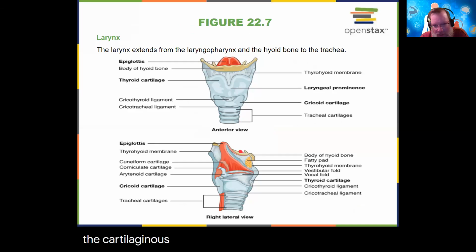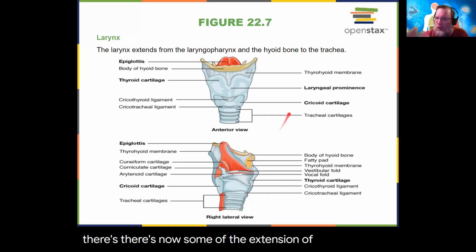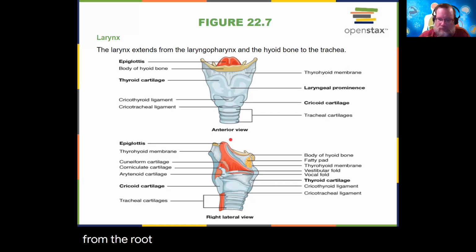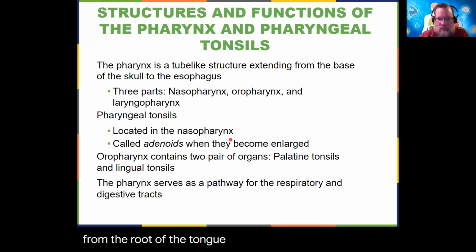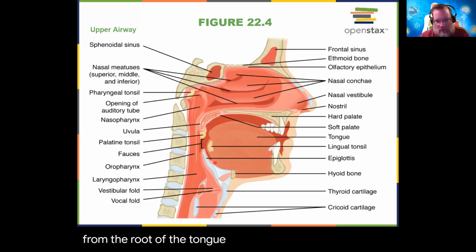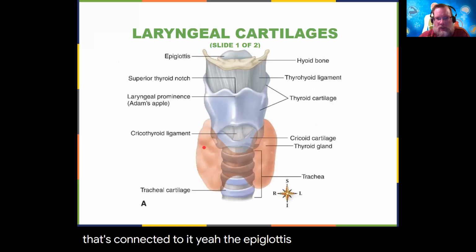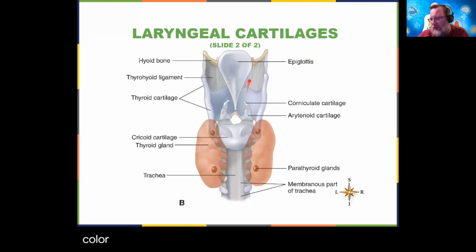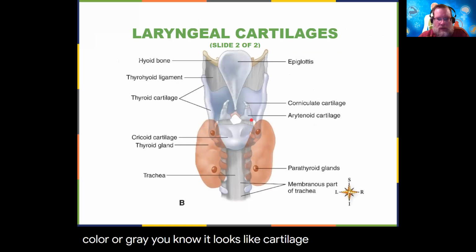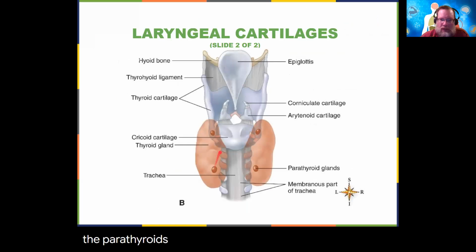So I think this is maybe just showing some of the extension of tissue, maybe from the root of the tongue. Like right here, some of this that's connected to it. But yeah, the epiglottis is more of a bluish color or gray. It looks like cartilage. All right. We got the parathyroids, okay, behind the thyroid gland.